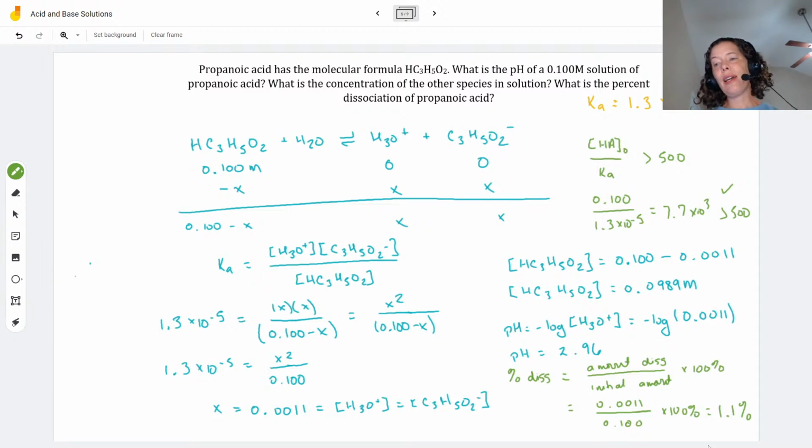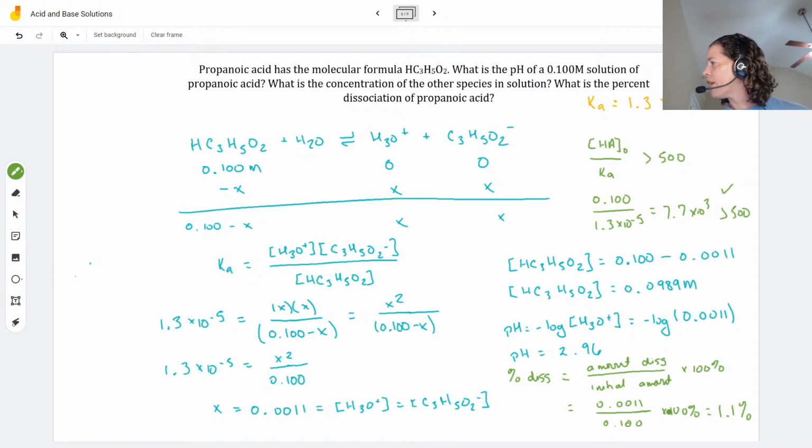So really the work in this problem is setting up your ICE table and solving for x. That is really the hardcore math part. And then it's just taking that value of x and remembering that you've already solved for a concentration of 2 of your 3 species. That's great. And you can use the x to solve for your third. And again, the percent dissociation is really, really easy because you already have your x. You've already done that work. It's just making sure that you've answered all the parts of the question as well.